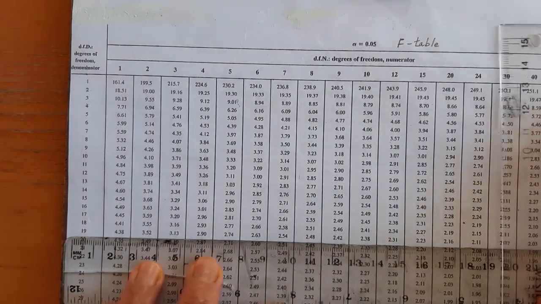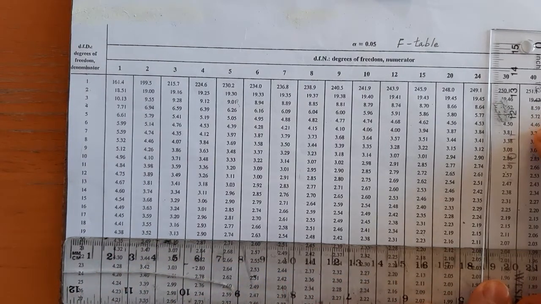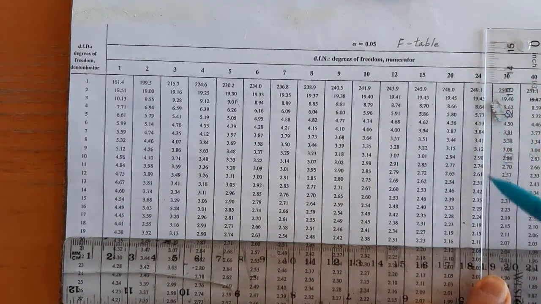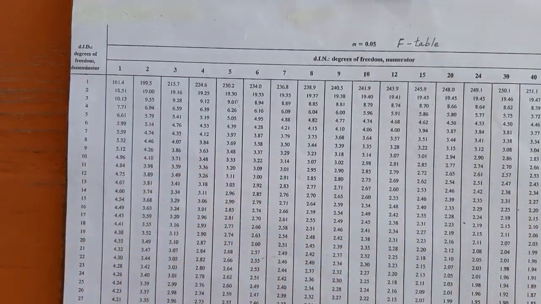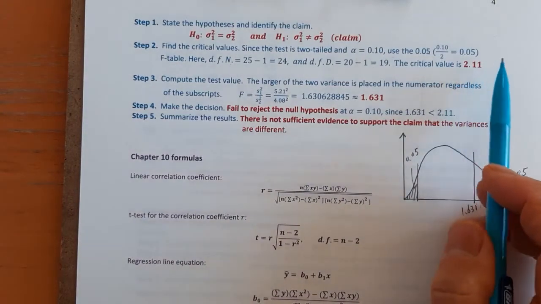Numerator 24 here. Their intersection, 24 intersection. Get this number 2.11. That's the F critical value. F value, get 2.11.